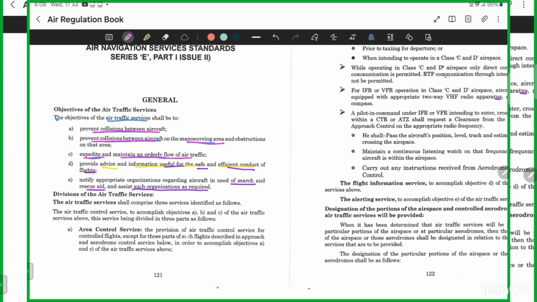What do you mean by expedite? What is the meaning of expedite, guys? Who knows the meaning of expedite? Expedite means making it faster. Make the movement of traffic faster. That is the meaning of expedite. Expedite means faster.